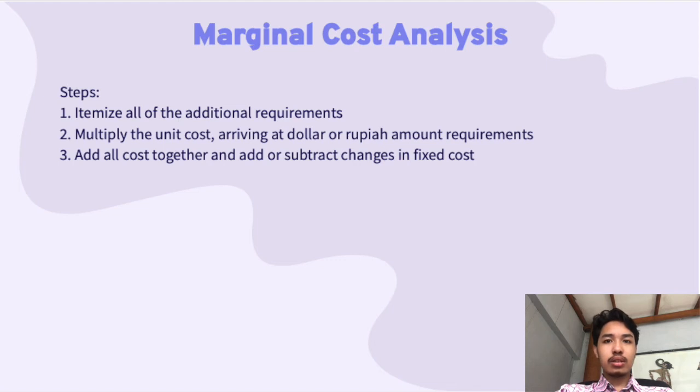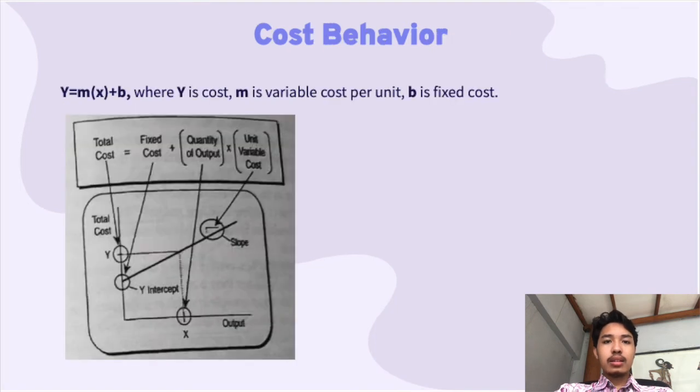To calculate the marginal cost of an increase in service, firstly, itemize all of the additional requirements, then convert them to a dollar or rupiah amount by multiplying by the unit cost. Finally, add all the costs together and add or subtract changes in fixed costs caused by the change in service level.